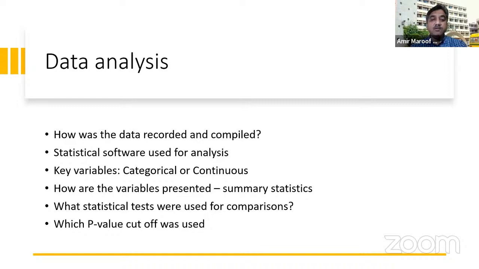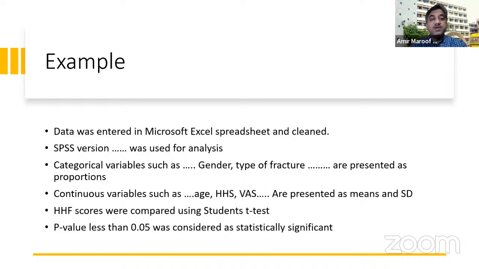It's a default value, point zero five. We don't change it much unless there is some strong reason for that. So in the example I've just given, the data was entered in a Microsoft Excel spreadsheet. If you're using this, or if you're using some other software, you can write that. If SPSS was used, mention the version, or if you are using some other statistical software, you can write that.